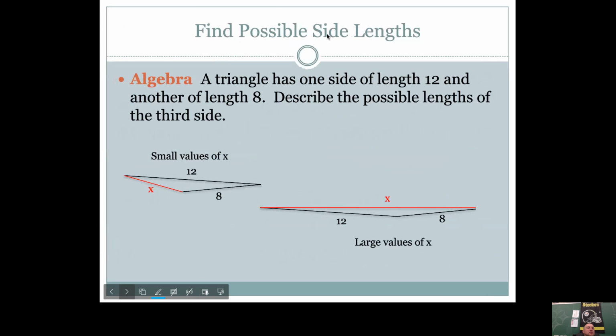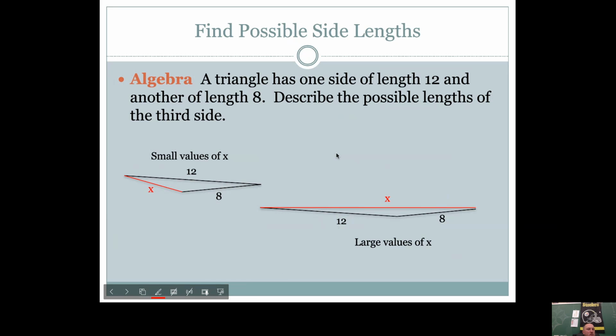Here's another situation. We want to find a possible side length. A triangle has one side length of 12 and another side length of 8. Describe the possible lengths for the third side. Well, maybe that x is the smallest side of your triangle. So maybe it would be less than 8. Or maybe x could be the biggest side of your triangle. In that case, it's going to be bigger than 12. Your answers could be small, they could be big, they could be somewhere in between. There's going to be a range of values here.